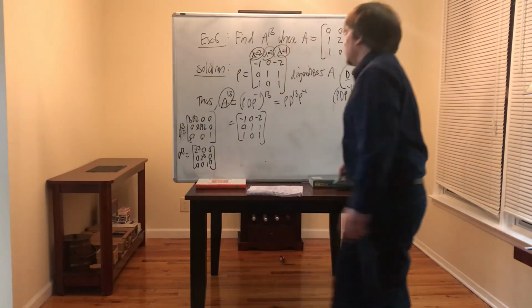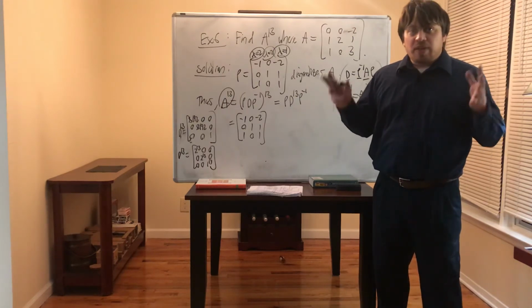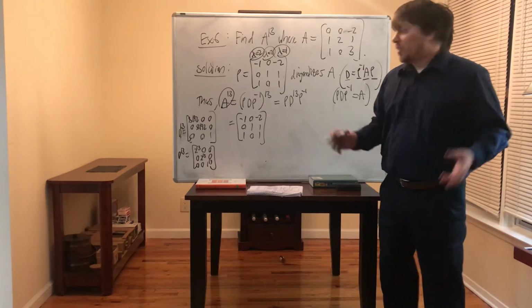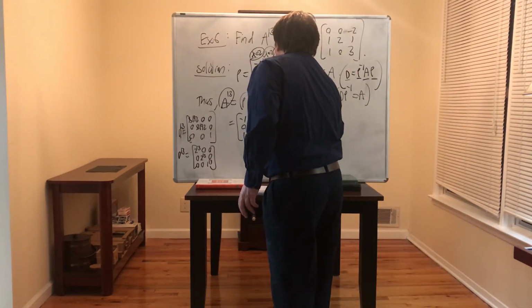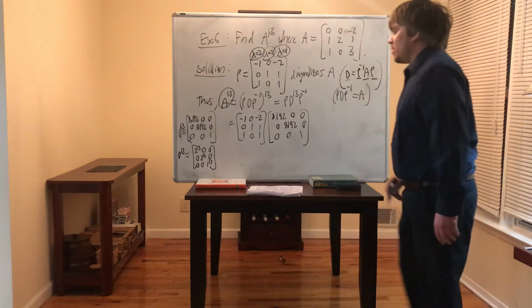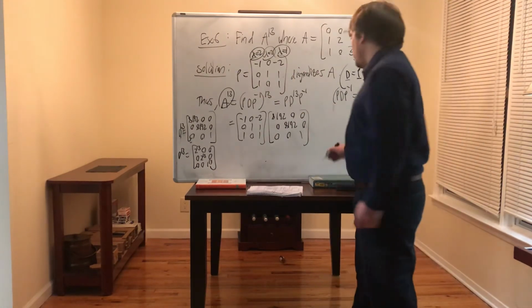And so this is matrix multiplication, plain and simple. When you get these matrices, you're just going to have to multiply these matrices to get the answer. And so D to the 13th power is that matrix: 8,192, 0, 0, 0, 8,192, 0, 0, 0, 1. That's D to the 13th power. And then P inverse is the inverse of that matrix. So you have to find the inverse of a matrix.